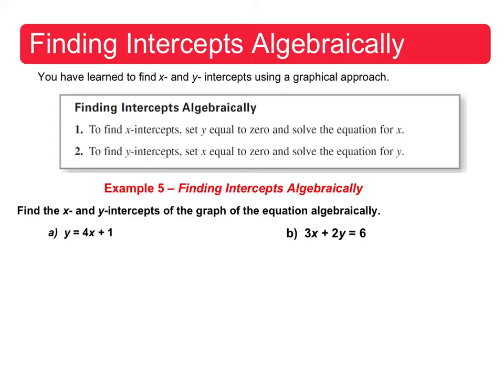In lesson 1.1, we talked about finding x and y intercepts from a graph. Now we're going to review finding them algebraically. To find our x-intercept, we make y equal to 0. And then to find the y-intercept, we set x equal to 0. We've done this before, so here's just a quick review.